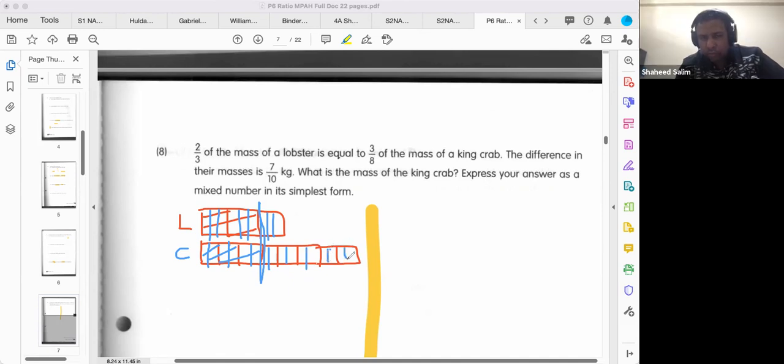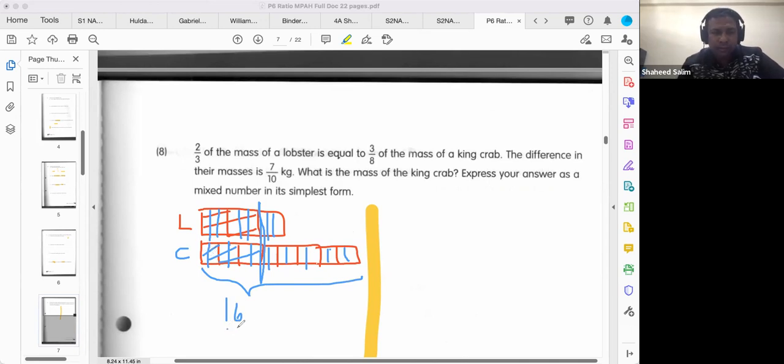So I know for the crab at first got 8 parts, right? Now each part I divide by 2. So total how many parts? 16 parts. Why 16? Each part I divide into 2. There's 2 parts for each.